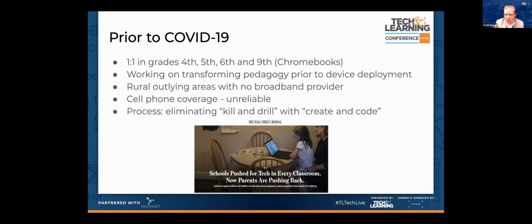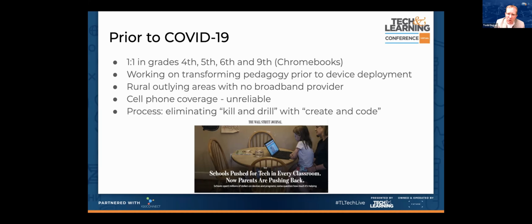Obviously, we never got to that point before COVID struck. So one of the things that anybody that's been through a one-to-one conversion before knows, most importantly, is you have to transform the pedagogy prior to the device deployment. You don't give the devices and then say, okay, transform your teaching, because otherwise it's disruptive, but that's not sustainable. And so one of our struggles that we were working on addressing over the long term was rural outlying areas with no broadband provider, limited cell phone coverage.